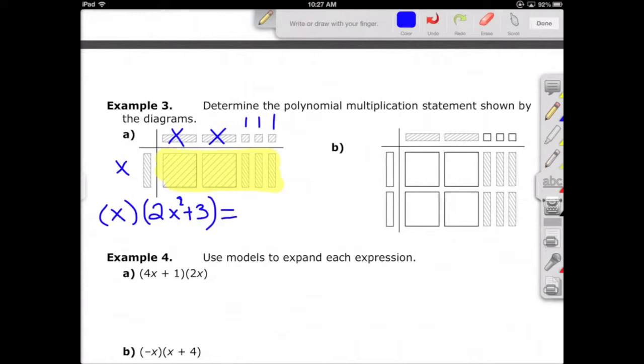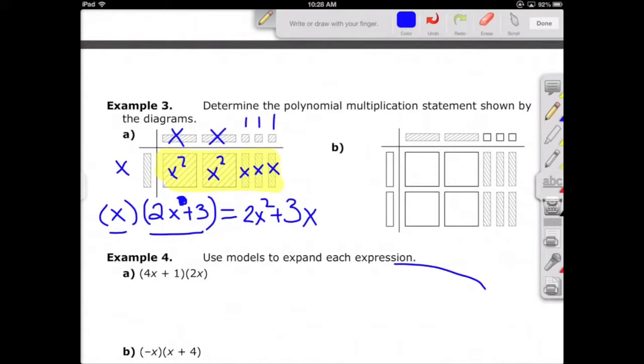Oops, make sure that I identify these as being 2x's, not x squared. So I'll just correct that little oversight there. X multiplied by 2x plus 3. Sometimes you jump to your answer in your question. X multiplied by 2x plus 3. You get 2x squareds and 3x's. 2x squareds plus 3x's. There we go.